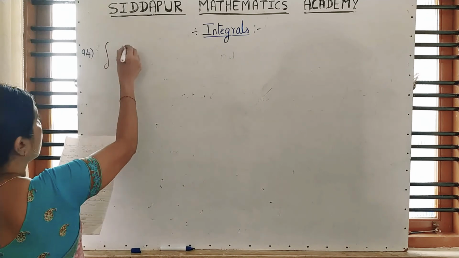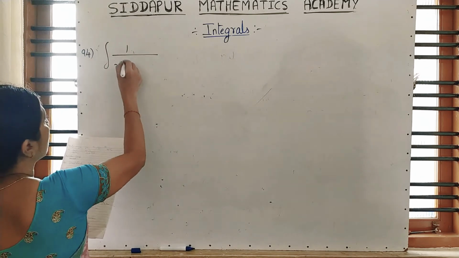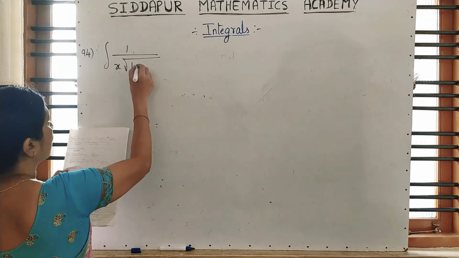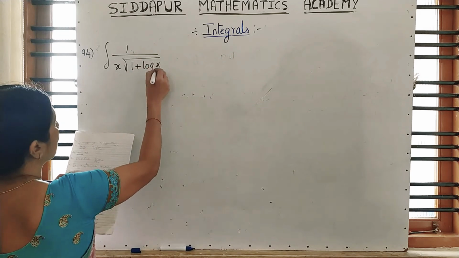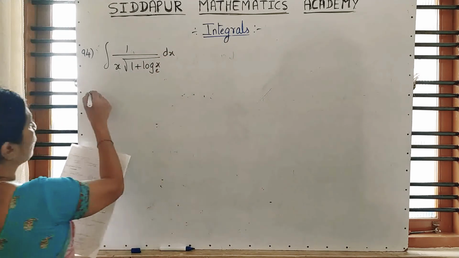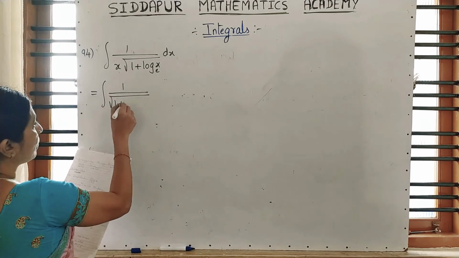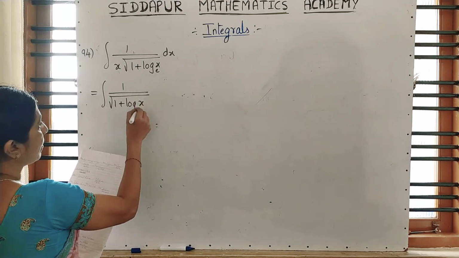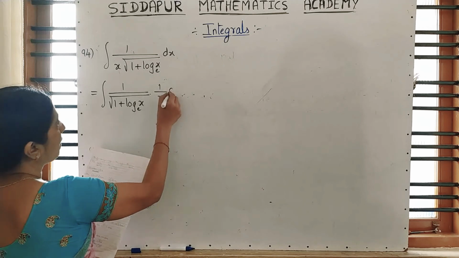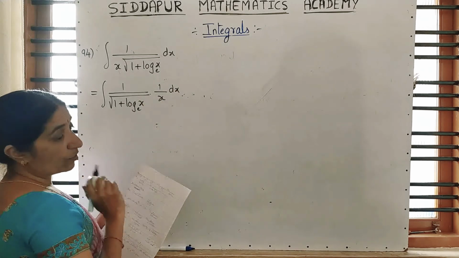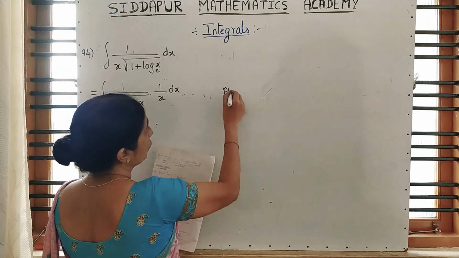94. For students' convenience, I wrote like this. Can we write like this or what? Now you are familiar. What will be the substitution?